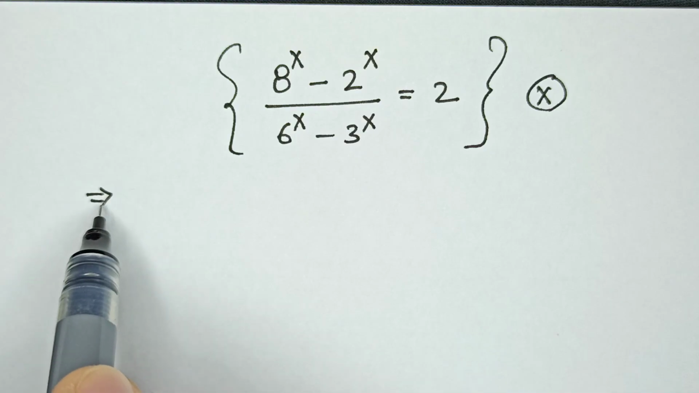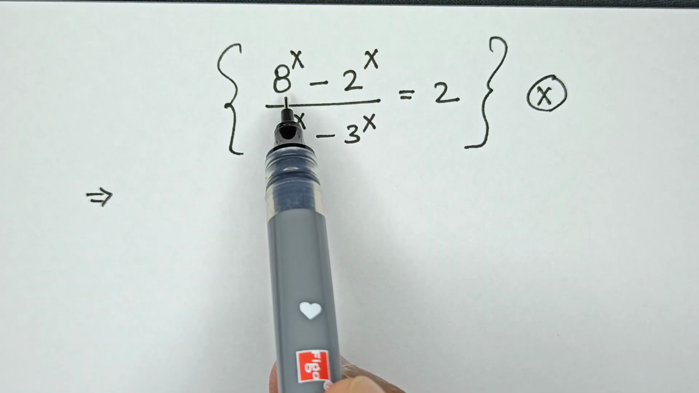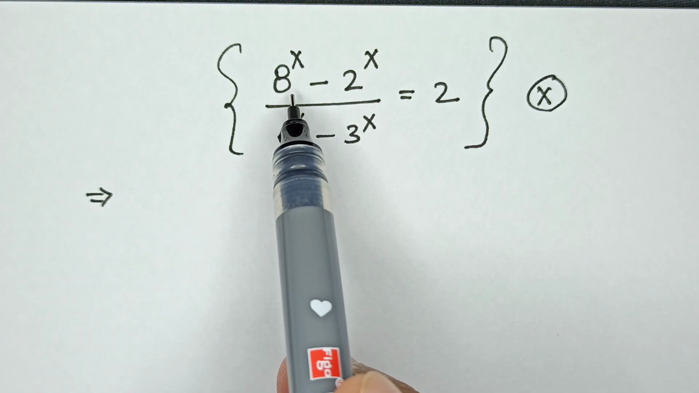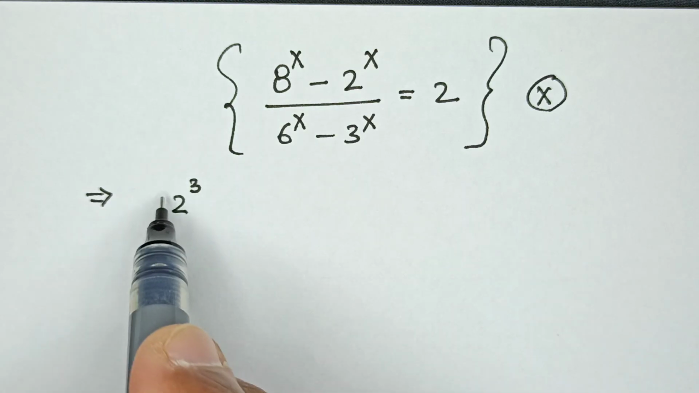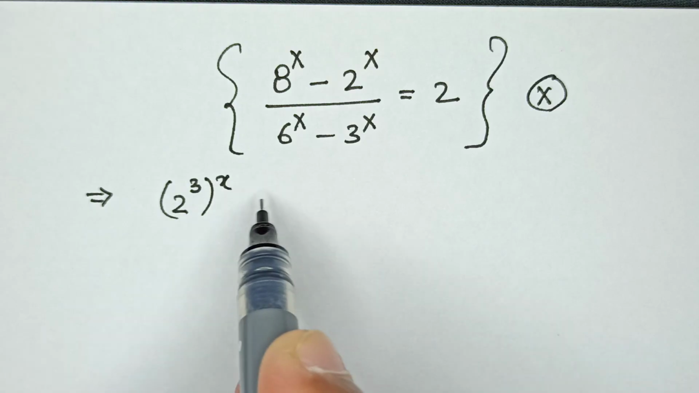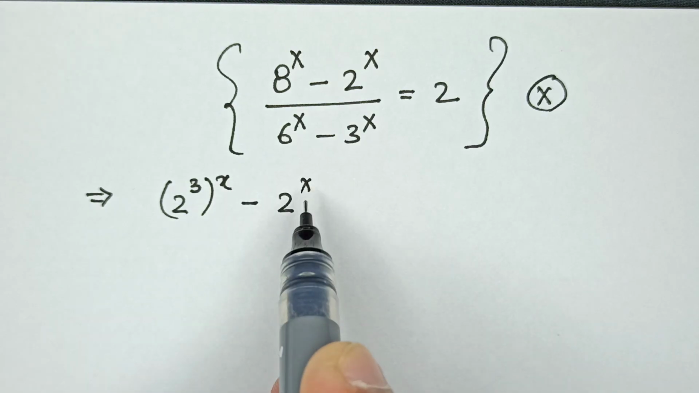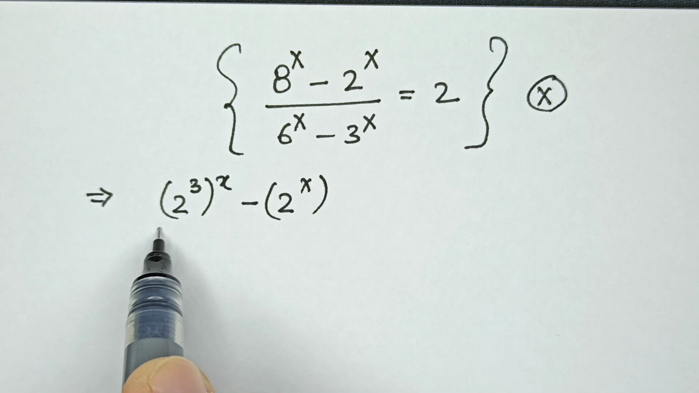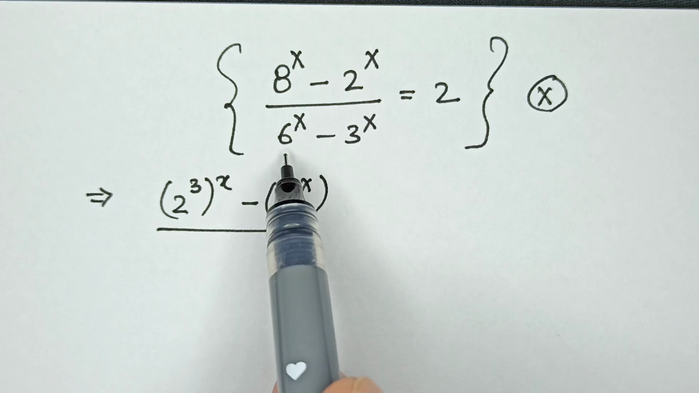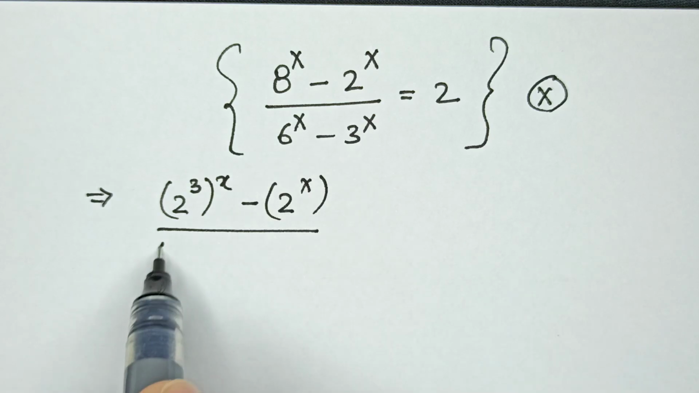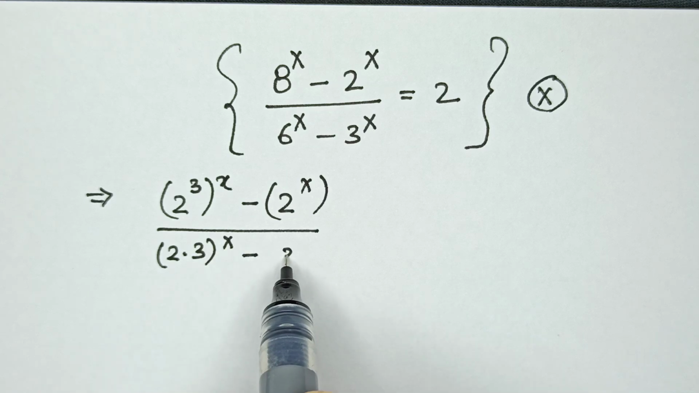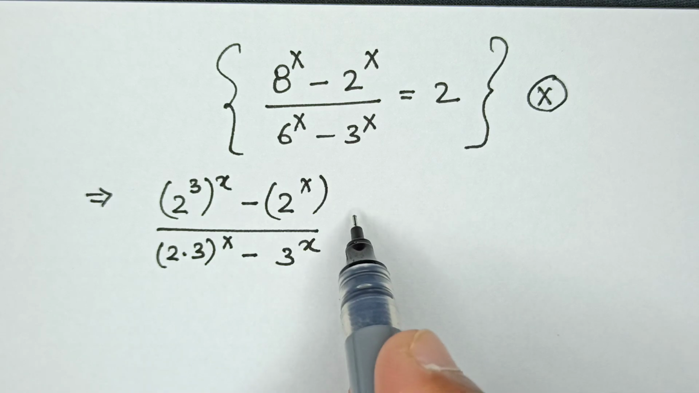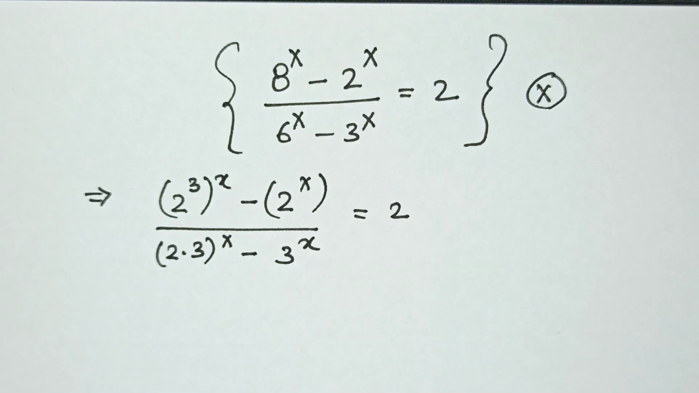The first step is to figure out how to rewrite 8 as a multiple of 2. So this can be written as (2 raised to the power 3) whole power x minus 2 raised to the power of x, and then this is divided by 6, which can be written as (2 multiplied by 3) whole raised to the power x minus 3 raised to the power x, is equal to 2.